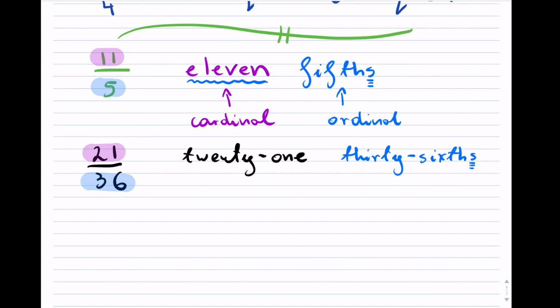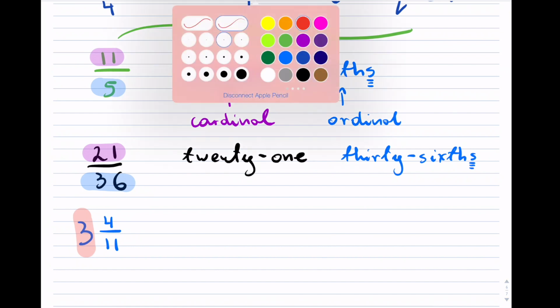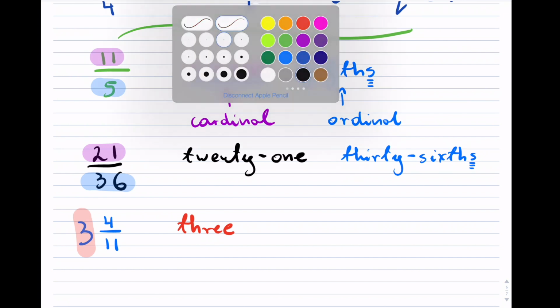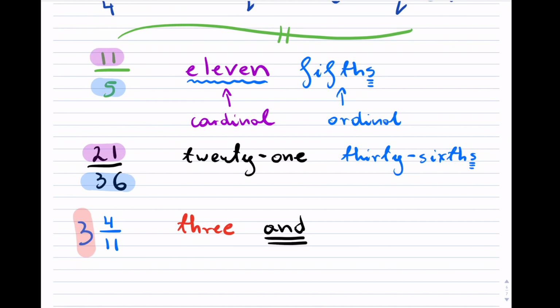Another common thing is sometimes you'll have them mixed. So for instance, something like that. What we do is our whole component, again, you say as a cardinal. So this would be 3. And just like in decimals, then we will say and, because now we have a fractional component, 4 elevenths. Notice 4 from the top as a cardinal. 11th is an ordinal, and with an S because there's 4 of them.